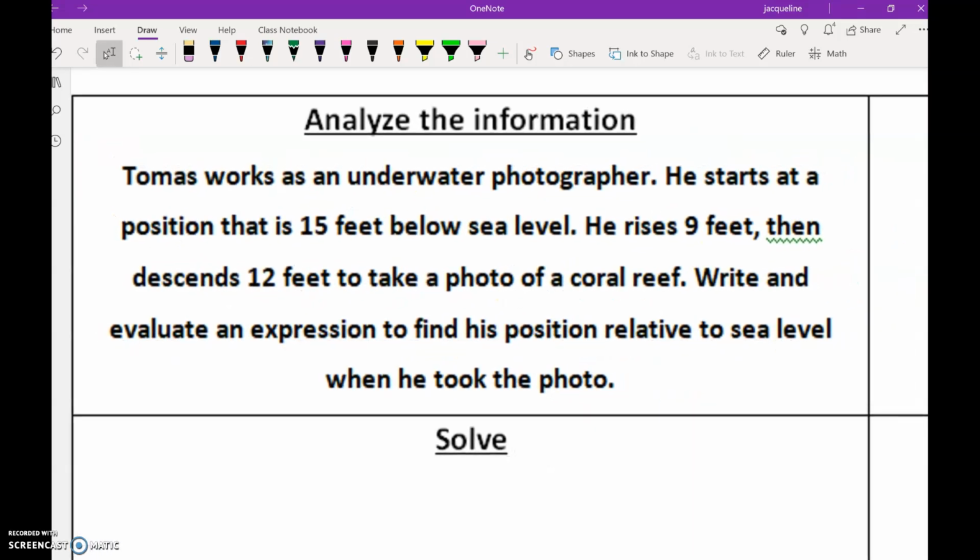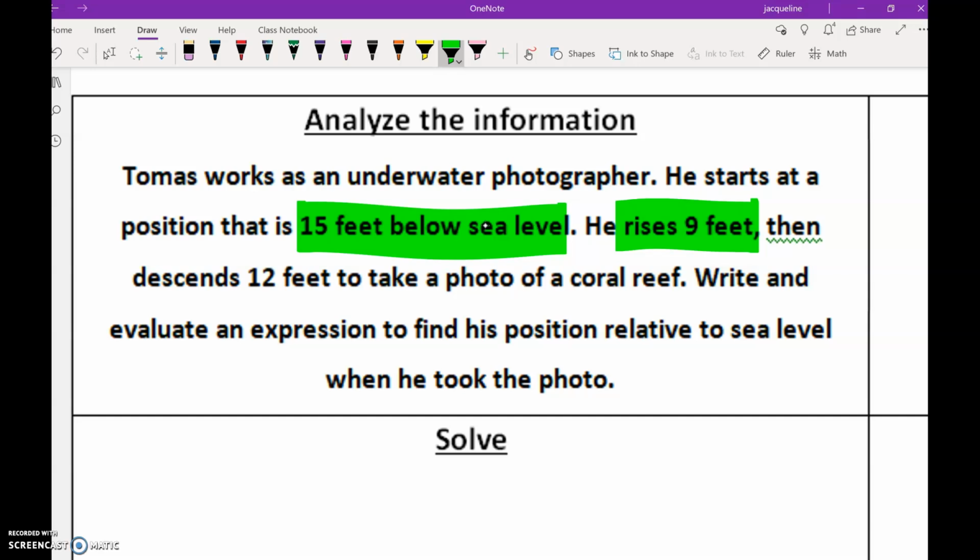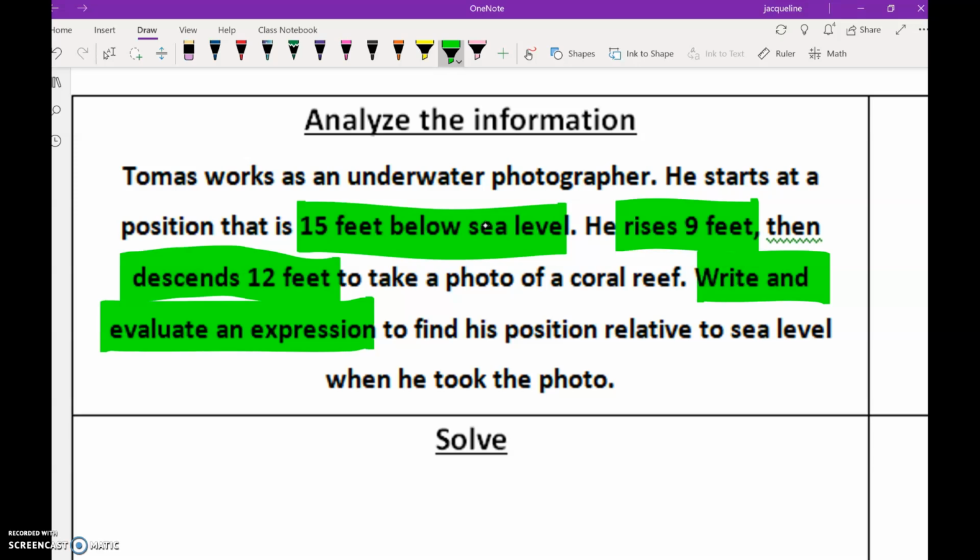Thomas works as an underwater photographer. He starts at a position that is 15 feet below sea level. That's 15 feet below sea level. He rises 9 feet. Rises 9 feet, that's new information. Then descends 12 feet to take a photo of a coral reef. That means the information here is descend 12 feet. That's my number. Write and evaluate an expression to find his position relative to sea level when he took the photo. That is the information that I have analyzed, read and highlighted.